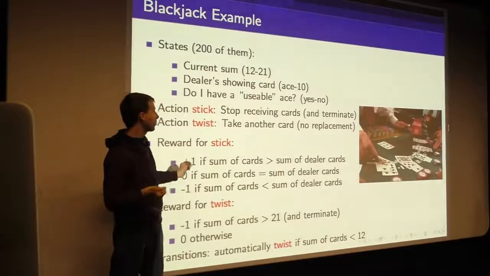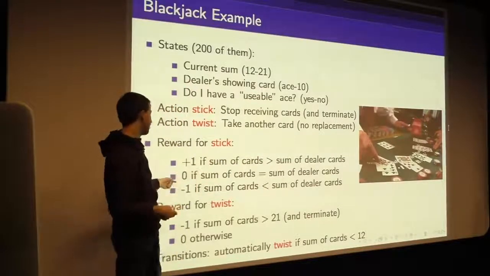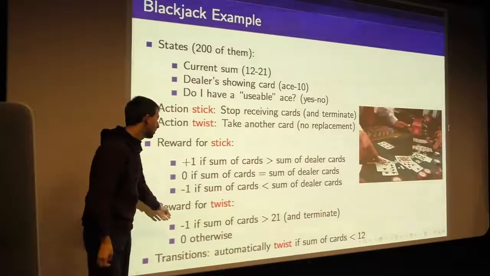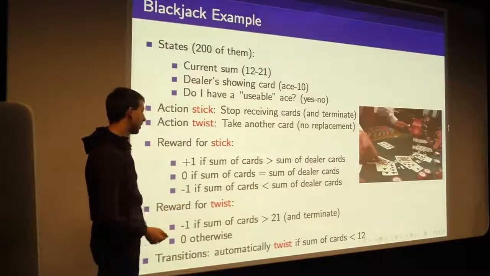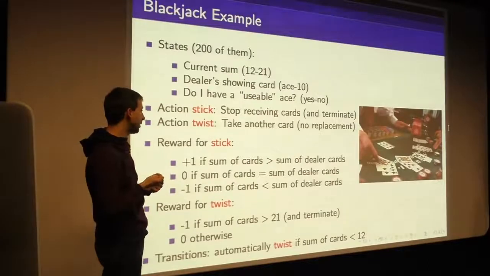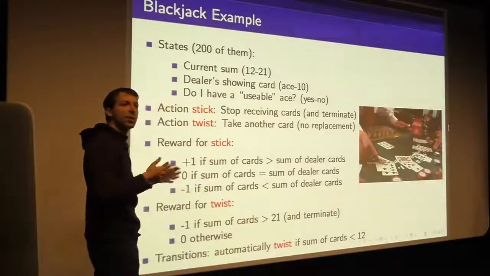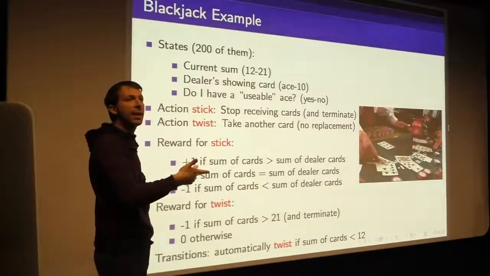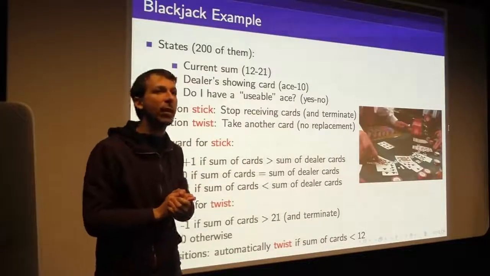Then you get +1 reward if your sum is greater than the dealer's sum, 0 if it matches, and -1 if you've got less. If you twist, you get -1 if you go over 21, because you go bust, and 0 otherwise. For the transition structure of this MDP, the only thing we're going to add is that if you've got less than 12, we automatically twist. That's just part of the MDP, so you only make actions where there's an interesting action to make. There's this sort of auto twist as part of the environment if you have less than 12.